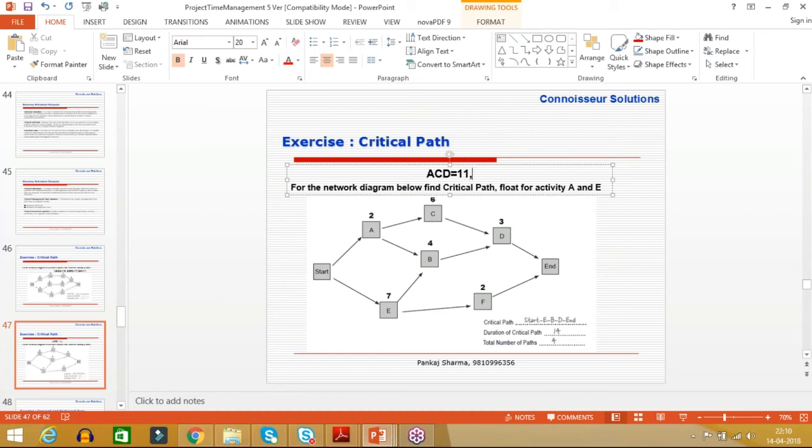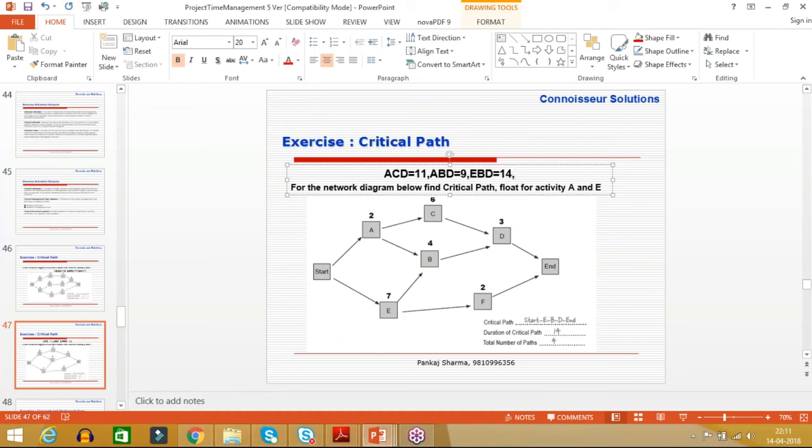Another path is ABD. It's 9. Another path is EBD. What is the length of this path? 11 and 3, 14. Very good. Now, the next path is EF.